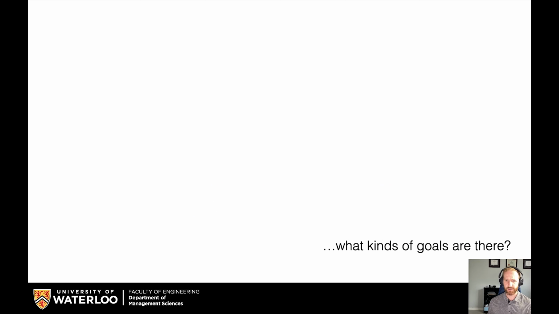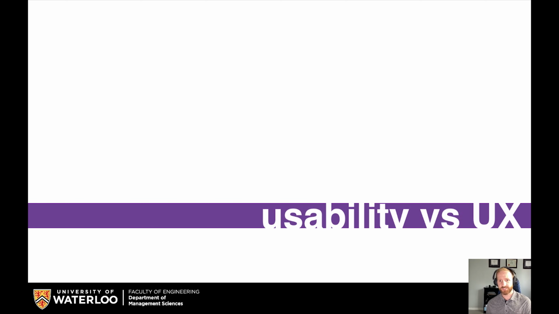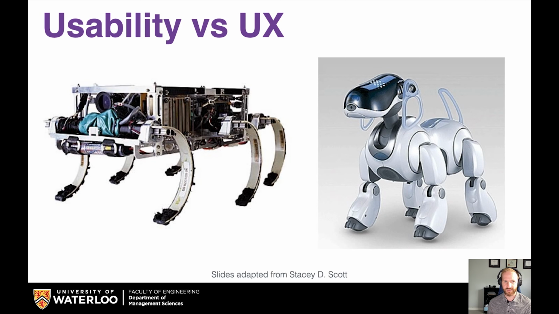So what kind of goals are there? One major distinction between different goals is usability versus user experience. And if you want to look at cute robot puppies, this is one way of looking at the difference between the two. Usability can accomplish the things that you want to accomplish, and it does it in a way that is easy or efficient to use. But user experience adds that extra experiential element that can be very important to people. If you don't believe me, let's take a look at what Jacob Nielsen has to say from the Norman Nielsen group. You can follow the link for the full video.